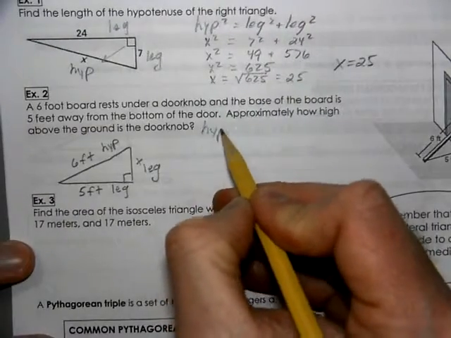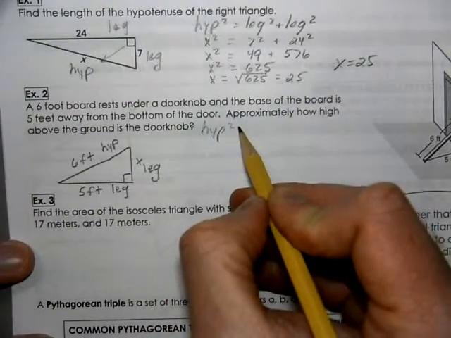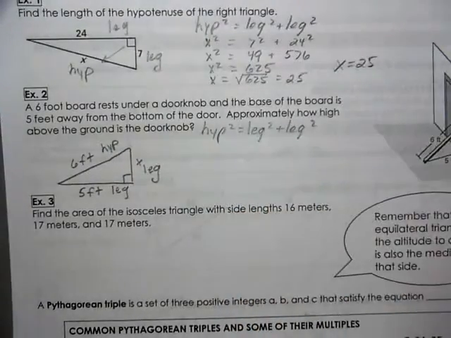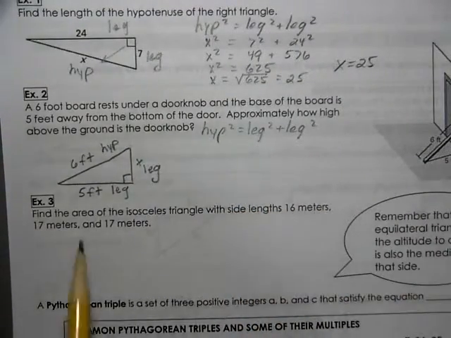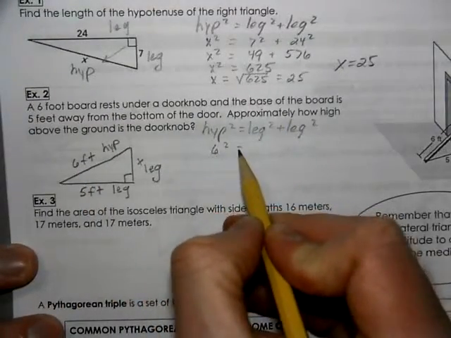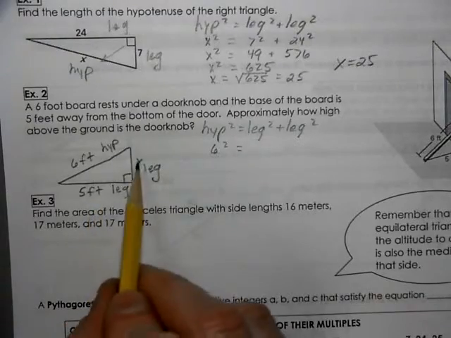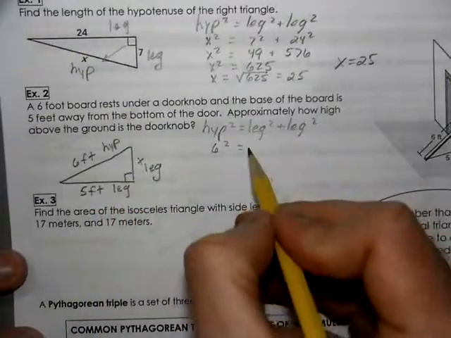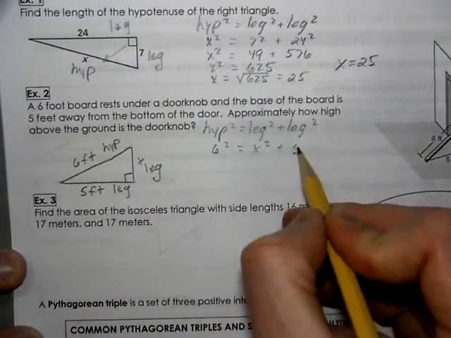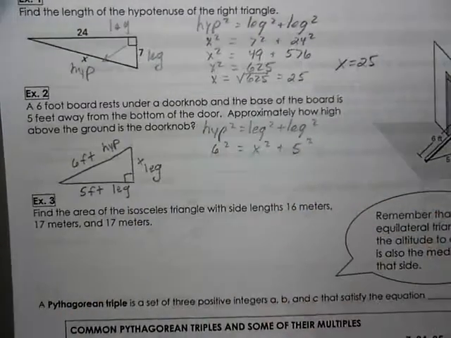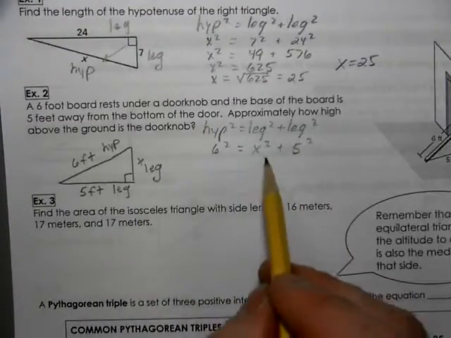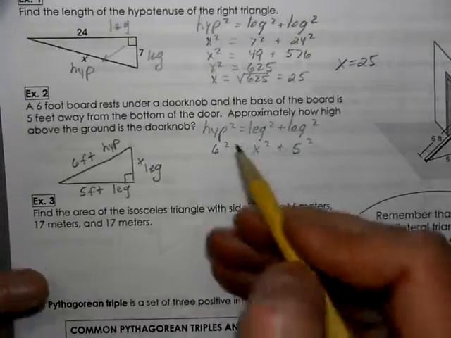So we're going to have hypotenuse squared equals leg squared plus leg squared. In this case, the 6 is the hypotenuse. We know that value. We don't know one of the legs, so that's where your variable is going to go. The other leg is 5. It doesn't matter what order you put the x and the 5. In this case, they're both legs. They need to both be on the same side of the equal sign.